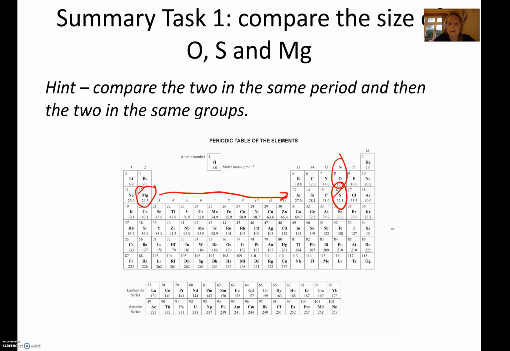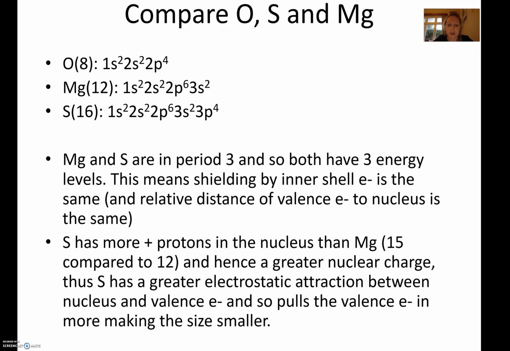As they're both in the same energy level, the shielding by inner shell electrons will be the same. Because there's more protons, the electrostatic attraction between the nucleus and the valence electrons will be greater, pulling in those valence electrons more, making sulfur smaller. So I'll just show you my answer now, and I've just said all of that.